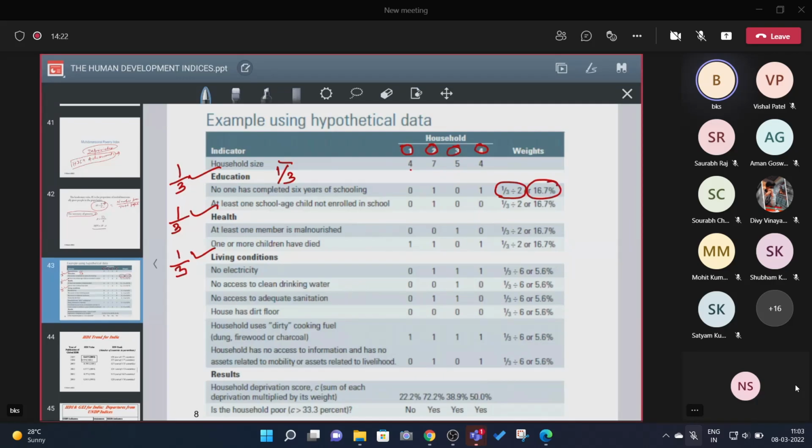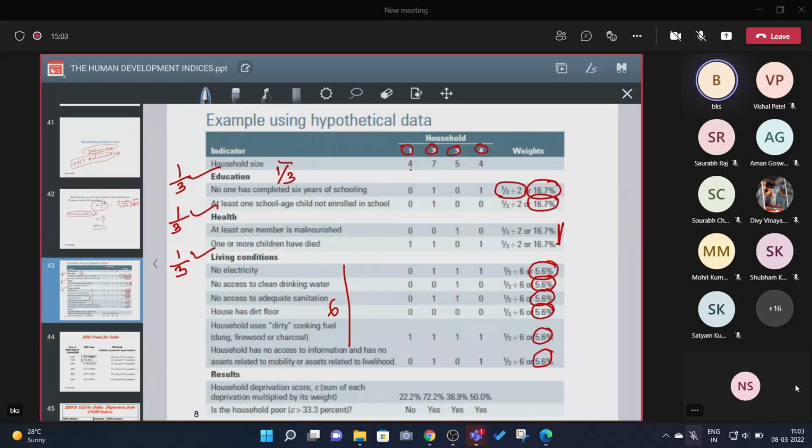And similarly for the second indicator. The same rule applies for health. You see there are two indicators of the health dimension, each indicator receiving equal weights. Now in case of living conditions, we have six indicators. Each indicator receives equal weight, that is one third divided by 6, so that is 5.6 as the weight for each indicator.